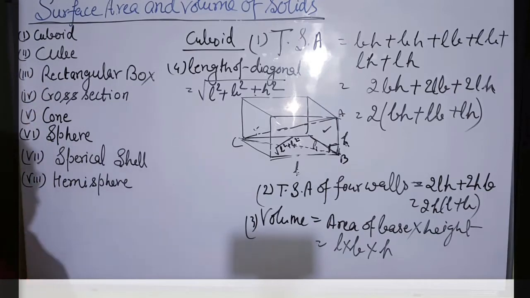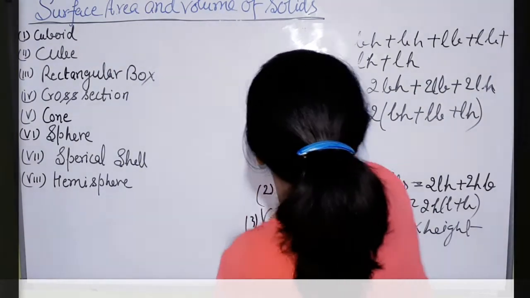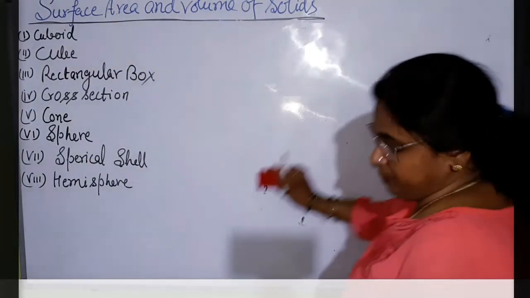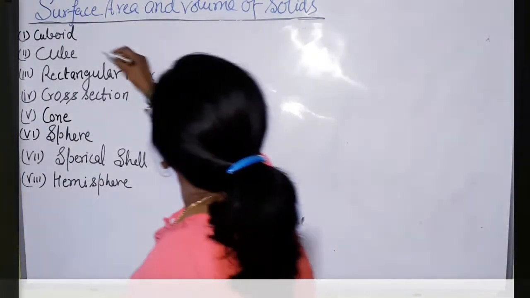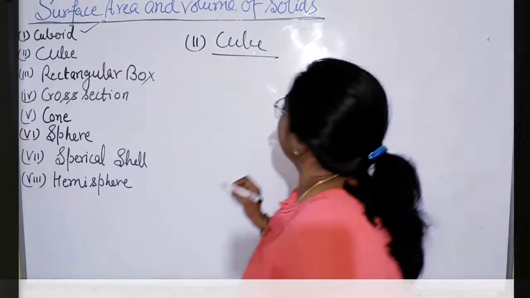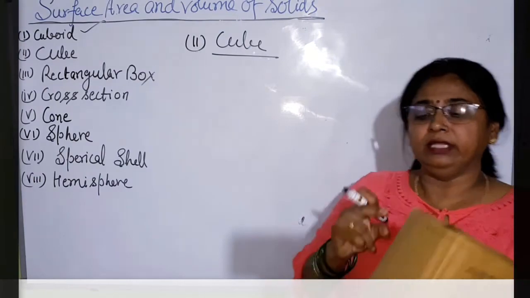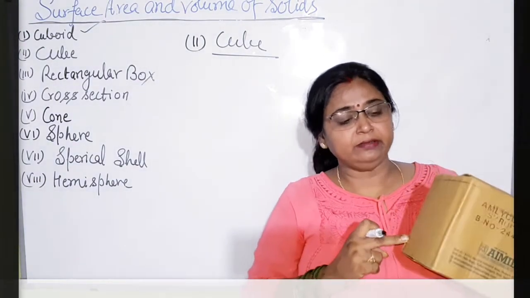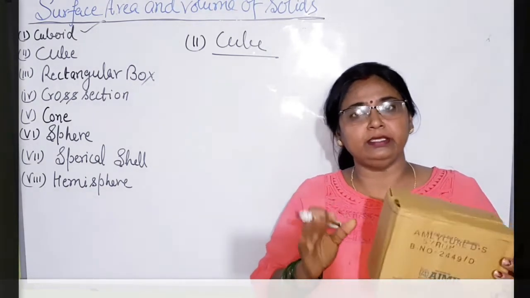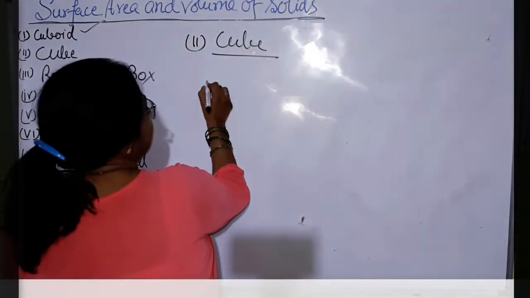Next your topic is cube, second number. First is over. Second number is cube. For cube, everything is the same as cuboid. Only the length, breadth and height, all are the same. For cube, length, breadth and height, all are the same. That means six squares are there in the surface.